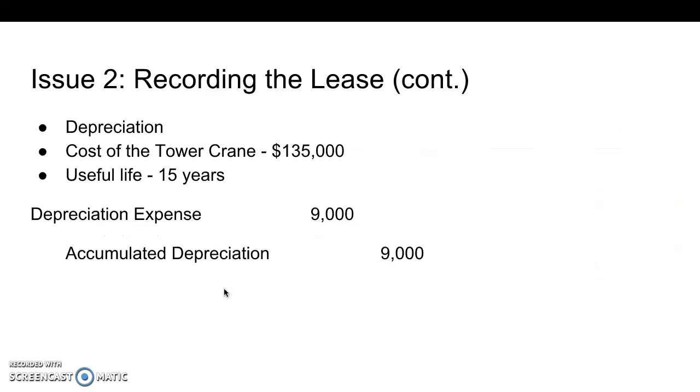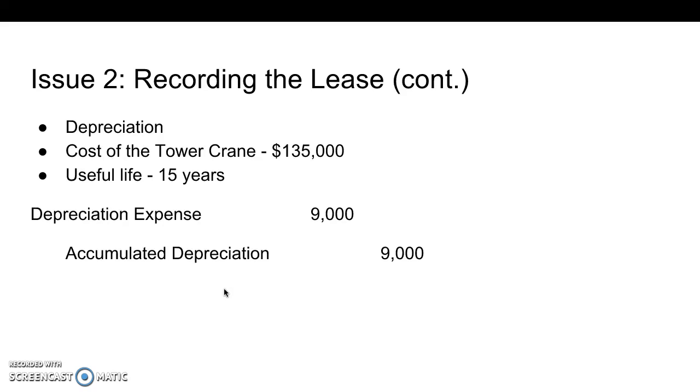Finally, the last journal entries to be recorded are based off of depreciation. Since an asset recorded through a capital lease is essentially no different from any other fixed asset, it must be depreciated in the normal manner.